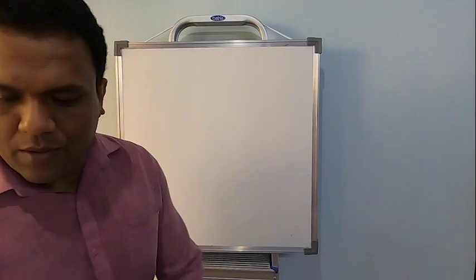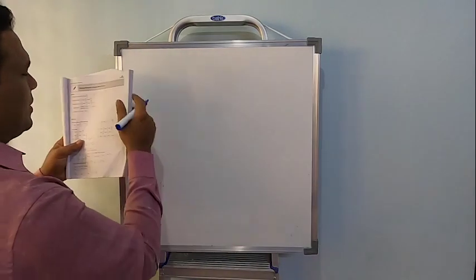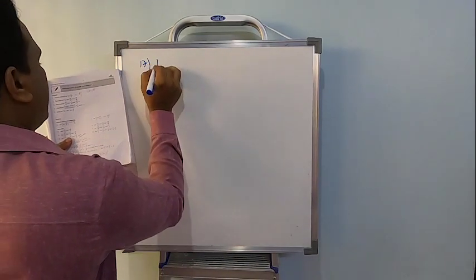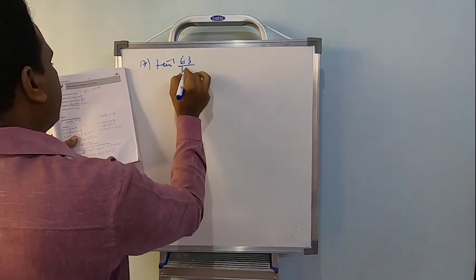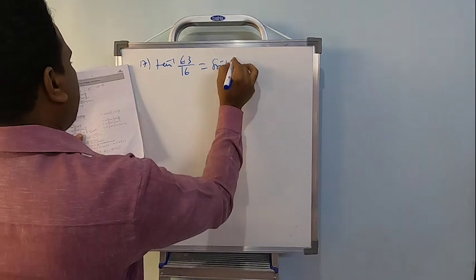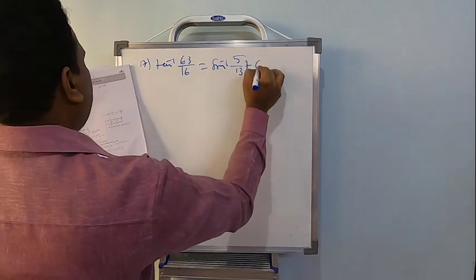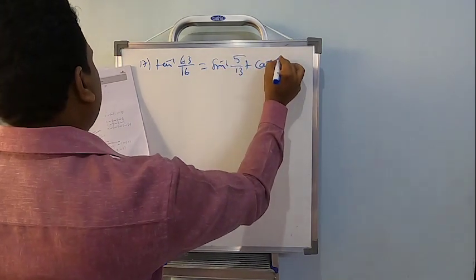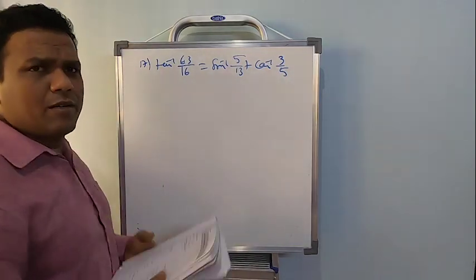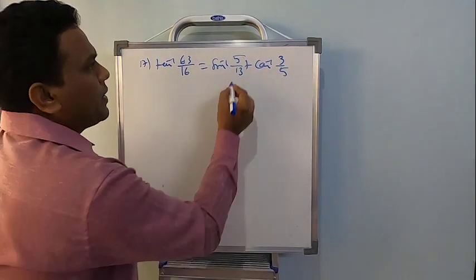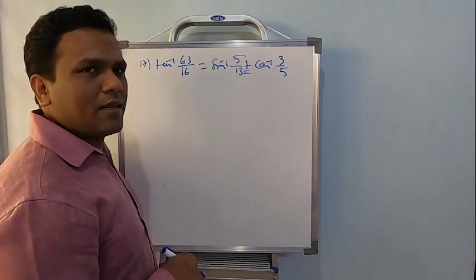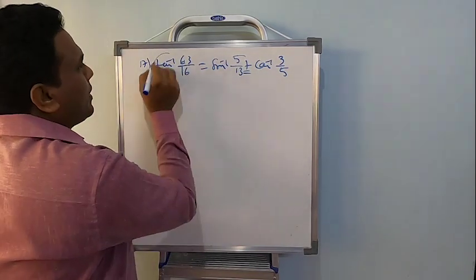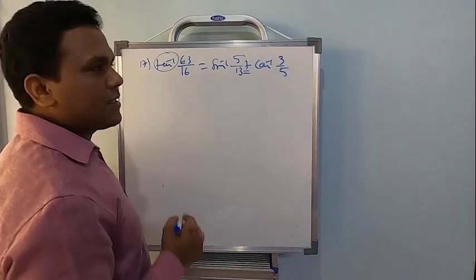Now let's go to problem number 7. Problem number 7 is tan inverse 63 by 16 equal to sin inverse 5 by 13 plus cos inverse 3 by 5. It's just similar to the previous one. Now look at this sign. You can interchange LHS to RHS, it's not a problem. And the required answer is in terms of tan inverse, right?